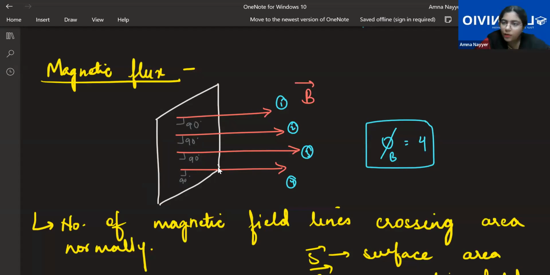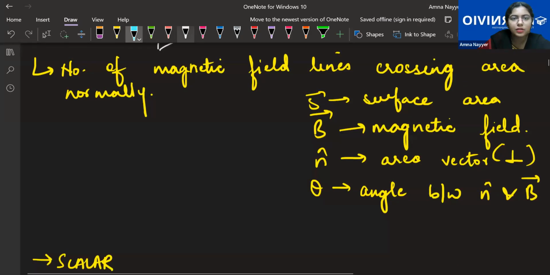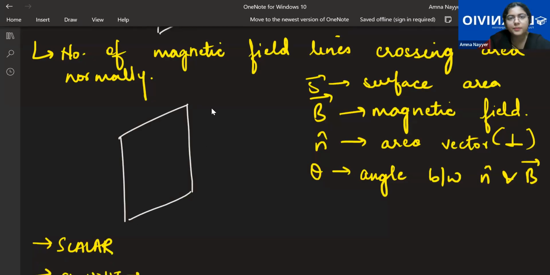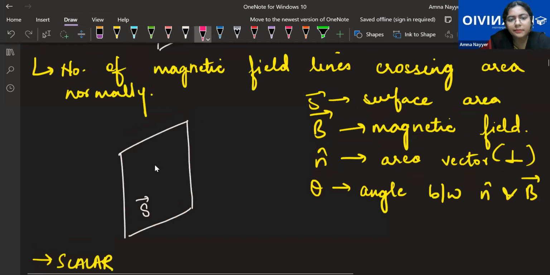So for that purpose, we require a formula. The formula of magnetic flux is similar to the electric flux. You had E dot A there, here it will be B dot A, just as it is. So let's say there's a surface, a plane surface. In this plane surface, let's say the surface area is S, or you can take it as A. Now, there are certain magnetic field lines which are crossing the surface.